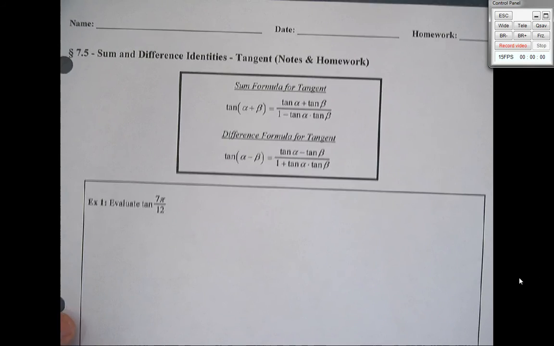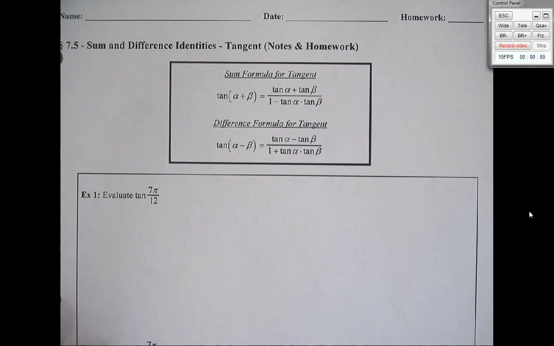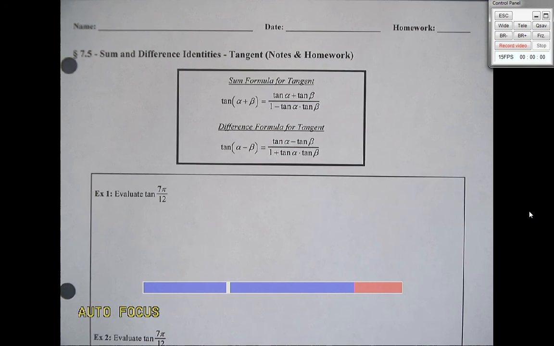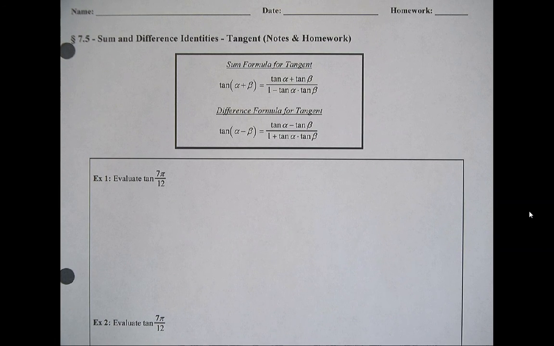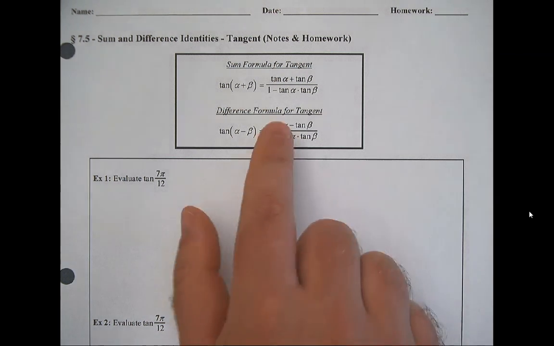Hey folks, the second part of our sum and difference identities is tangent. Last time we did it with sine and cosine. Now we're going to find the sum and difference identity for tangent. Like I said, you don't need to memorize these.